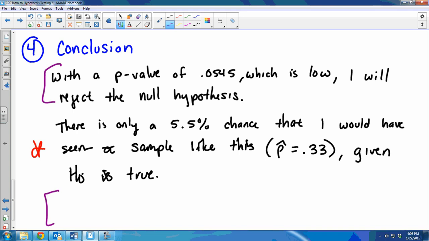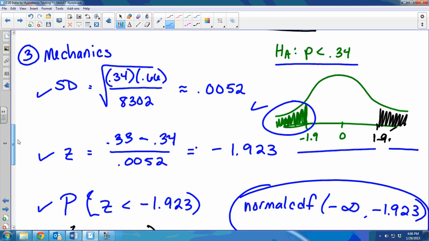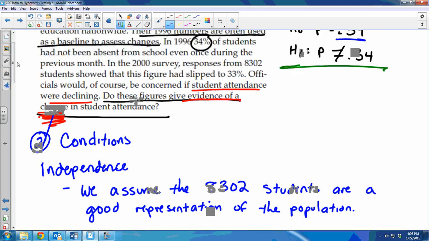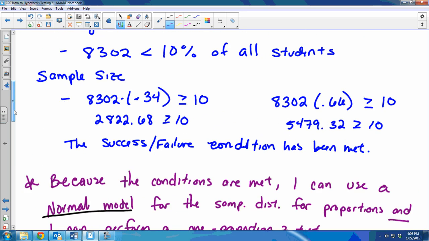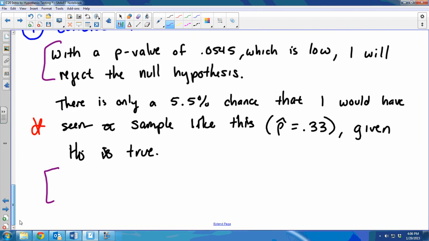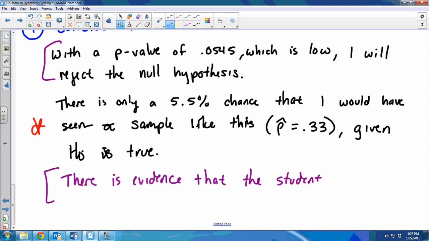We haven't actually answered the question. We say we're going to reject the null hypothesis, but what does that mean? So up here, way up here, all off this work, it says, do these figures give evidence of a change in student attendance? We rejected the null hypothesis. That means we think there's been a change. We don't know what kind of change. We just know there's been a change. So we can say something to the effect of, there is evidence, or you can say it seems that, or something, that the student attendance rate has changed.